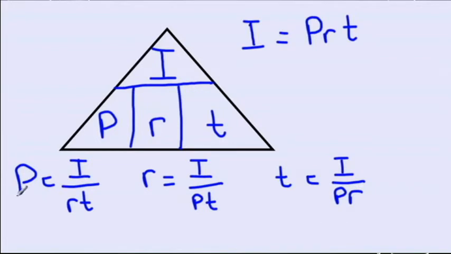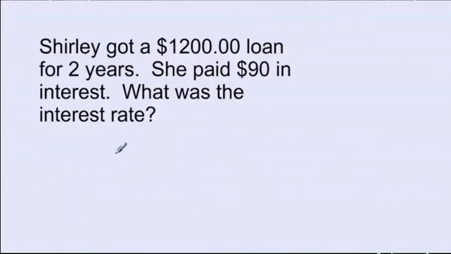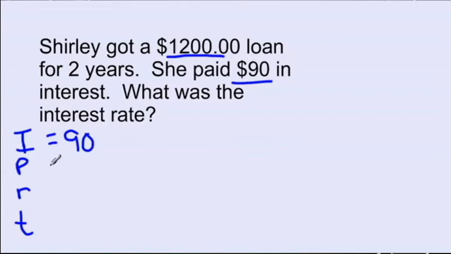Let's look at some more examples. Shirley got a $1,200 loan for 2 years. She paid $90 in interest. What was the interest rate? Well, let's find out what we have and what we need. I stands for interest. She paid $90 in interest, so I is 90. P is the principal. Well, the total loan was for $1,200, so P equals $1,200. R is the interest rate, which we don't know. And T is time. The loan was for 2 years, so T equals 2.